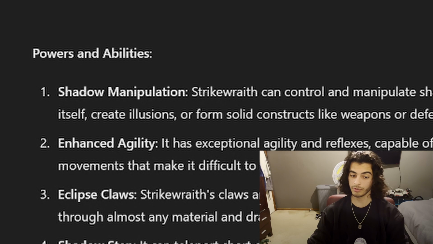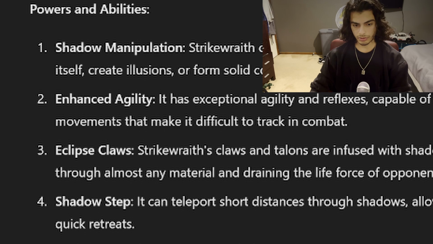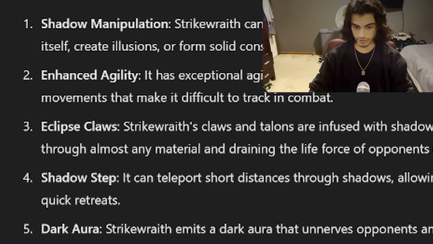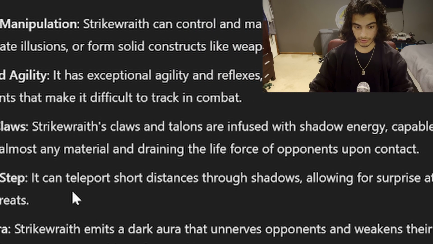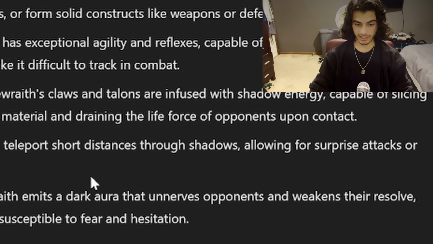Powers and abilities: shadow manipulation, can control and manipulate shadows. Enhanced agility. Eclipse claws. What is that? Strike-Wraith's claws and talons are infused with shadow energy, capable of slicing through almost any material, draining the life of opponents upon contact. Shadow step, he can teleport short distances through shadows, allowing for surprise attacks and quick retreats.